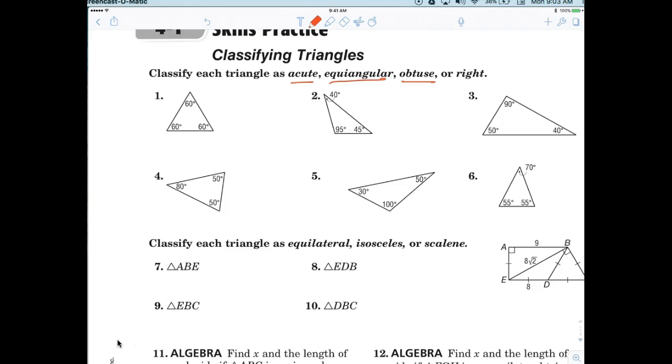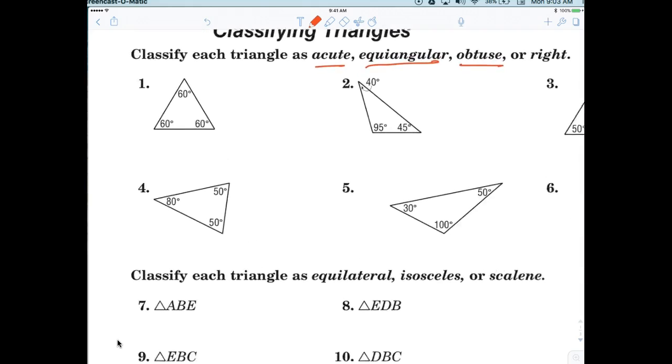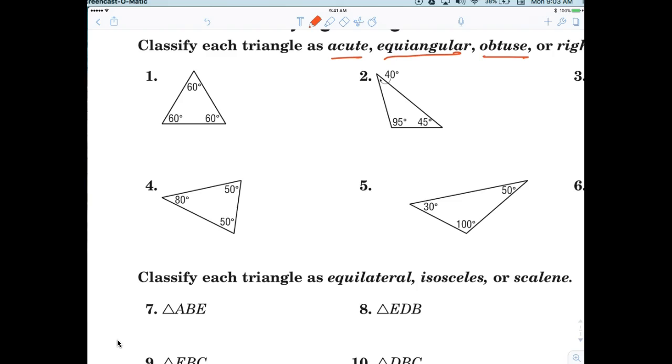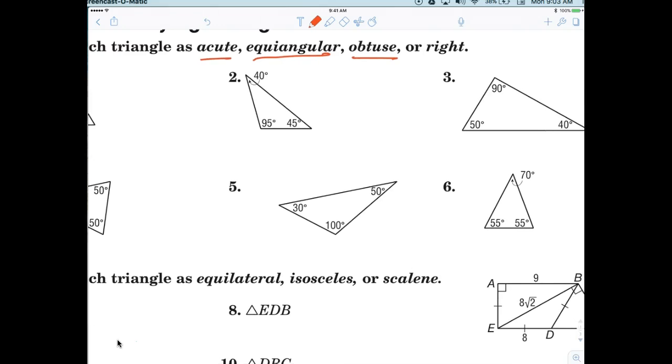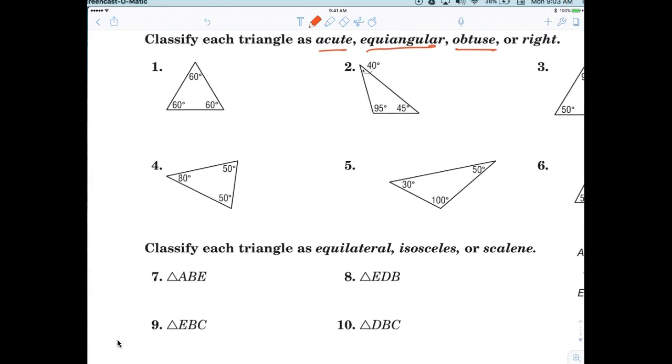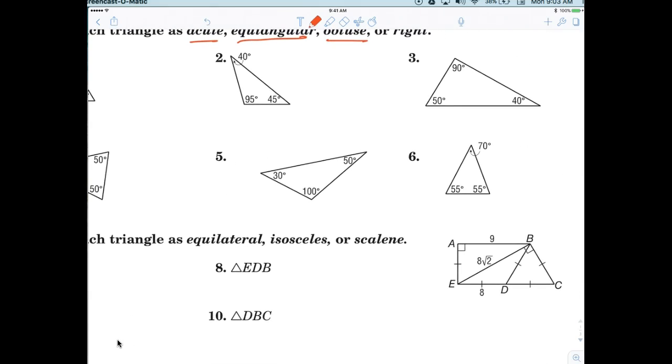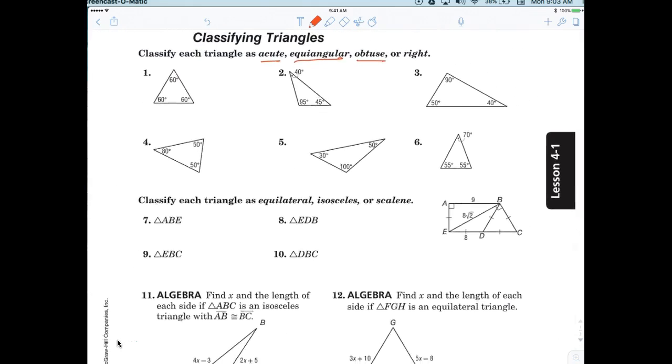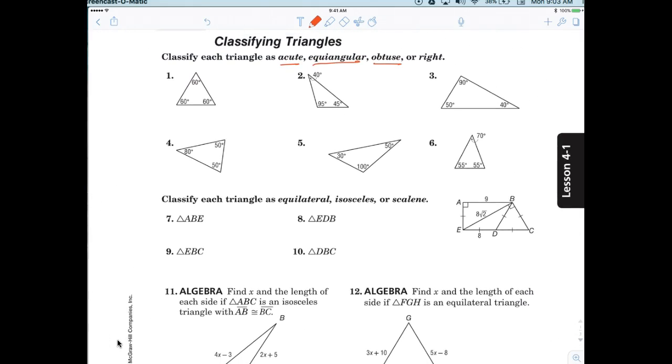Obtuse just means that one angle is greater than 90, and only one angle is greater than 90. And then, of course, you have a right triangle in which one angle is what? 90 degrees. So question number 1, that is equiangular. Number 2, that is obtuse. Number 3, number 4, acute. Number 5 and 6, acute. Easy as that.